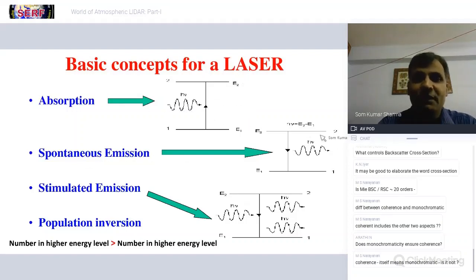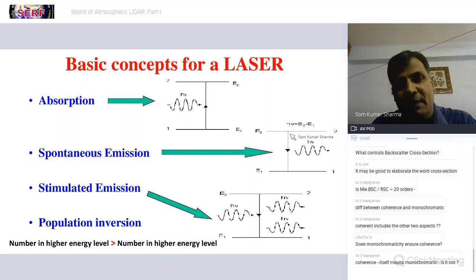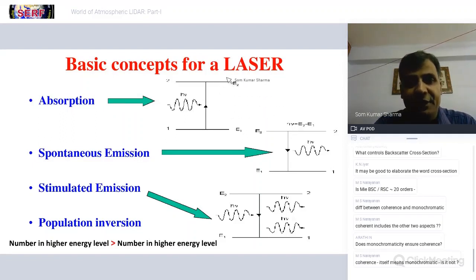Then spontaneous emission. Once it has gone to the higher state, it will come down. When it comes down, it will emit the energy E equal to hc upon lambda, and that depends upon delta E, the energy difference between E1 and E2. That is, delta E is equal to hc upon lambda. And then stimulated emission.